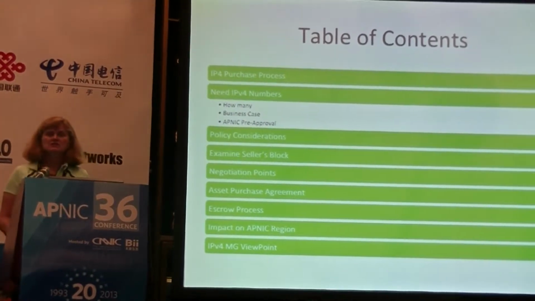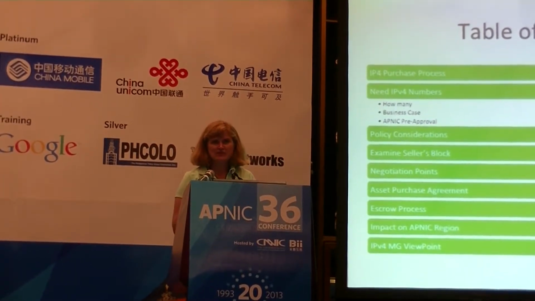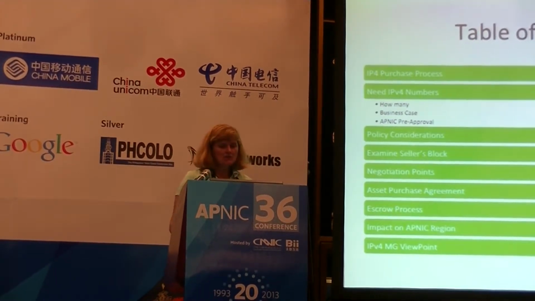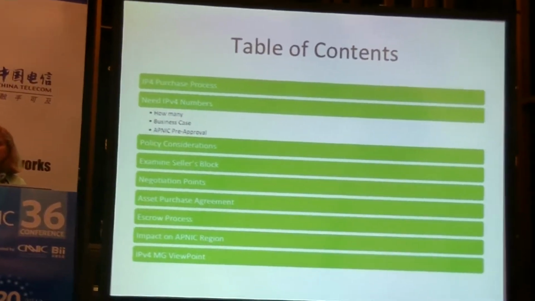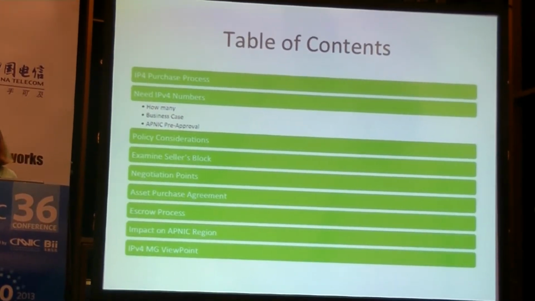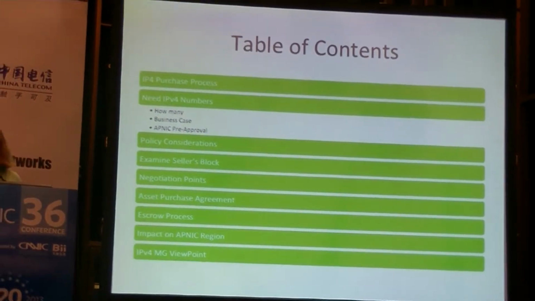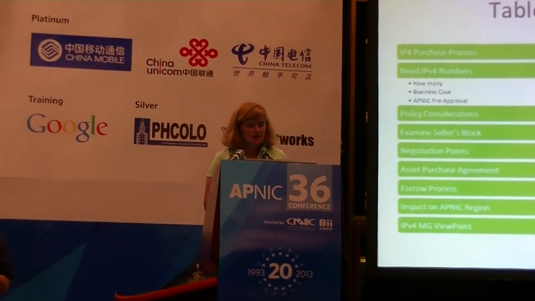Okay, so this is just my table of contents, and I'm going to go through it quickly, and then I'll cover each topic in depth during the presentation, so don't feel that I'm glossing over things here. There'll be details behind each of these topics. So the topics I'm going to cover are the purchase process, the need for IPv4 numbers, which really consists of three topics: how many IPs do you need, the business case, and the pre-approval process.